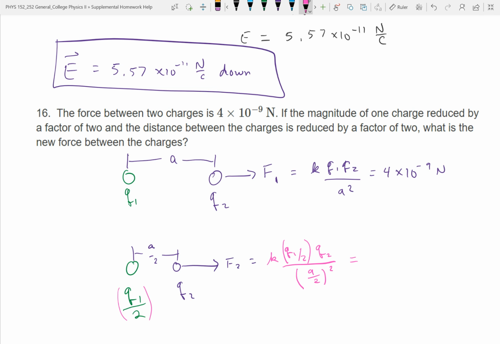So now I have up here the value for K Q1 Q2 over A squared. So I'm going to take the numbers and separate them. So that's K Q1, and then I've got out front a 1/2 for the Q1 over 2, Q2 over, and then this is going to be A squared over 4 on the bottom. And so I'm going to multiply by 4 over 1.